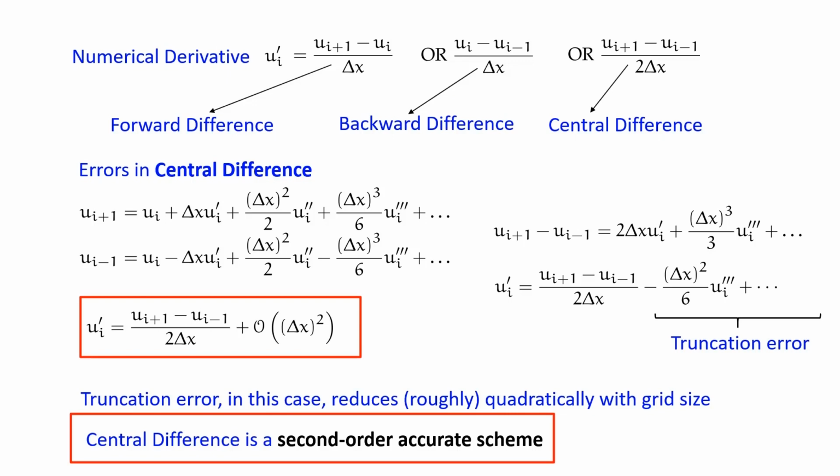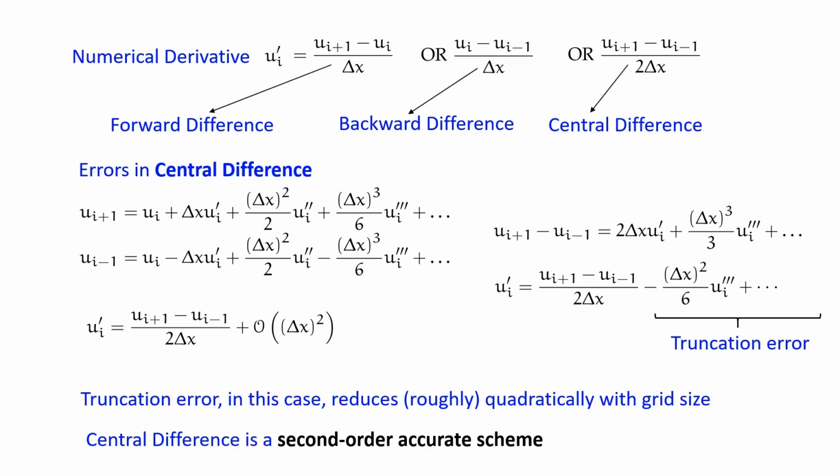unlike the forward and backward difference, which are first order accurate schemes. So here, if we reduce the grid size, the error in central difference will reduce very fast. So please note that when we are comparing a first order scheme with a second order scheme, we don't mean that error in the first order scheme will be higher than the second order scheme. We don't know that until we get the exact value.